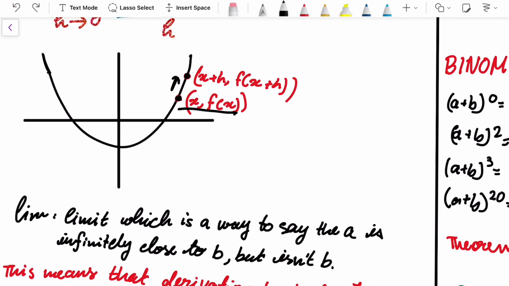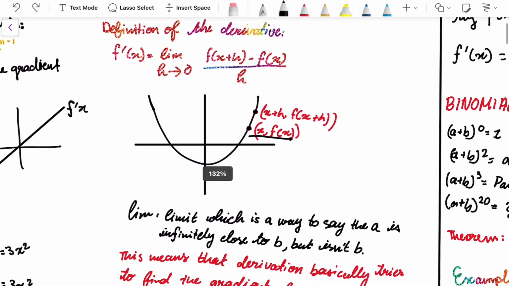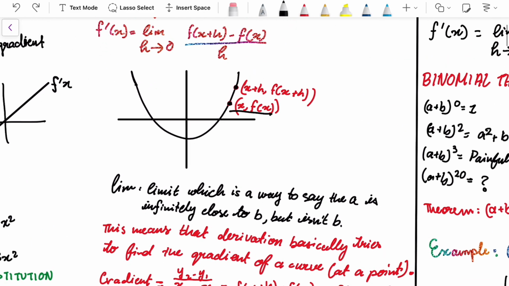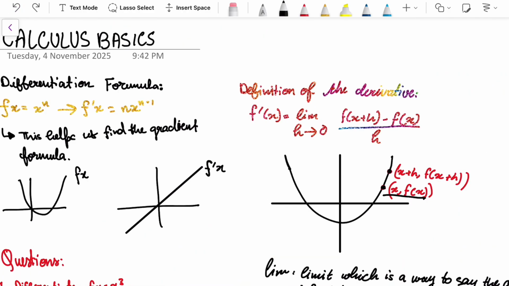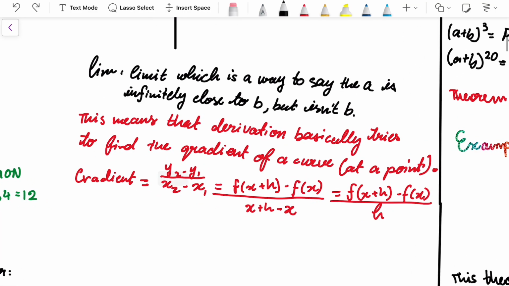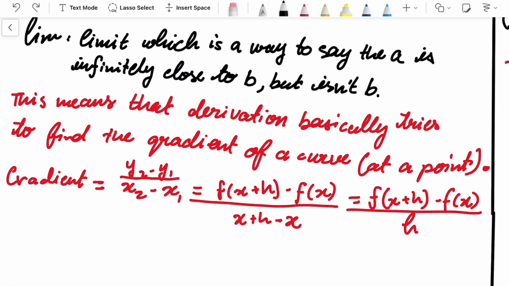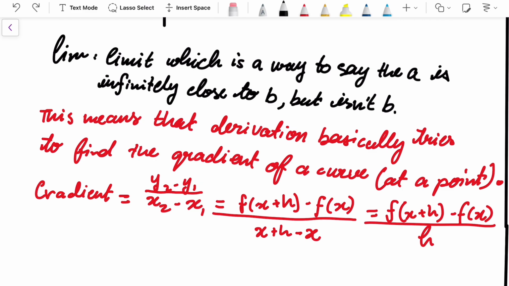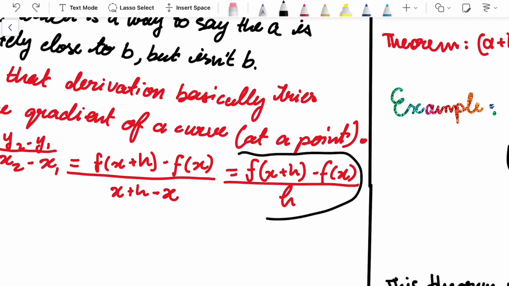So now that h is almost 0, these points are really close. If we connect these points, they would make a line, and if they were infinitely close, that would basically be the gradient at that point. So now we can write this out. We've got f(x plus h), which is y2, minus f(x), which is y1, divided by x plus h, which is x2, minus x. And when we simplify this, we get this.